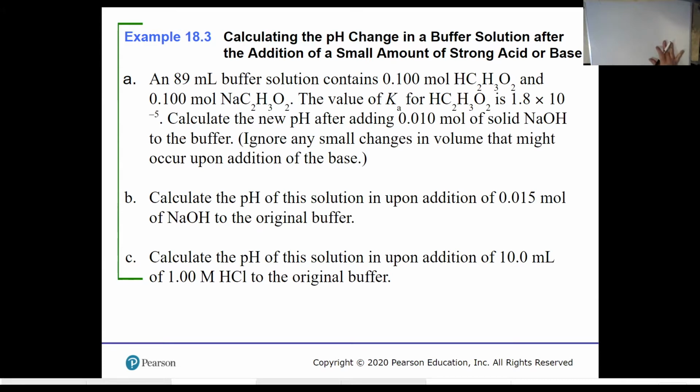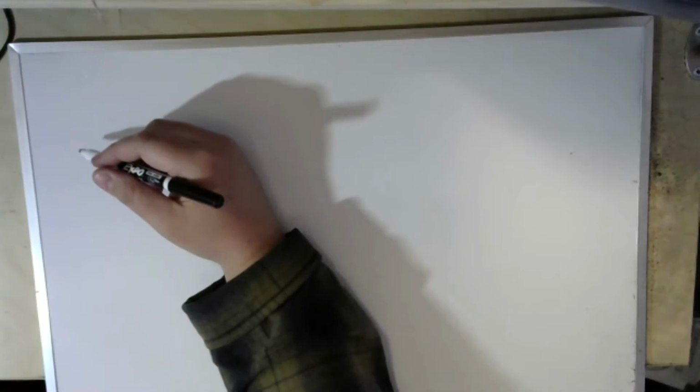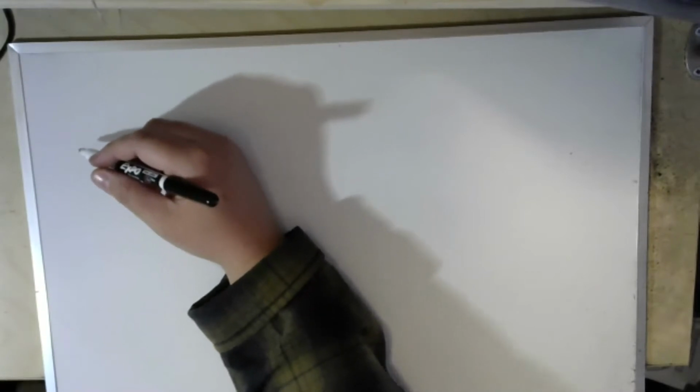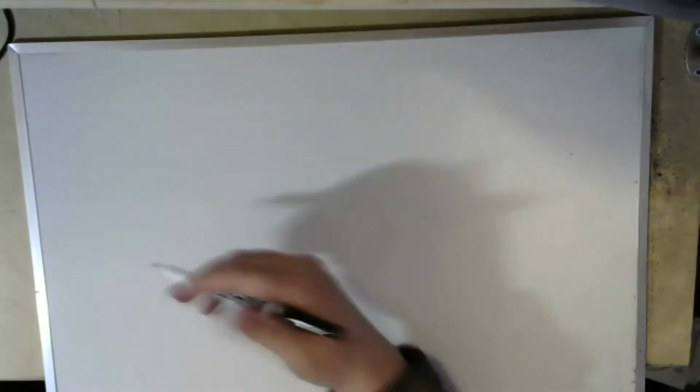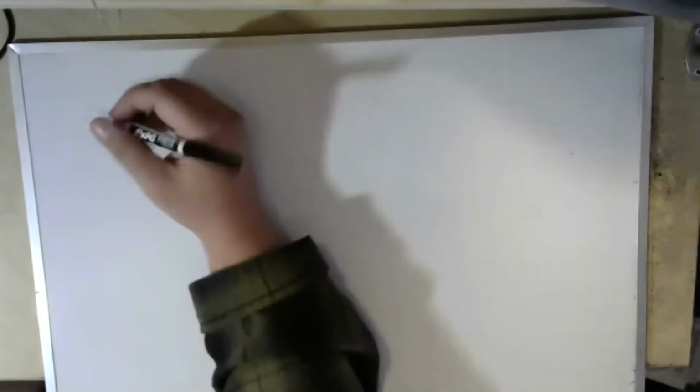Okay, so we're going to look at how a buffer changes when we're adding things to it. And this actually introduces a new table to us that we have to start working with. It's what I call the BA table. When you're working with these buffer solutions, you have to find a way to keep track of the acid or the base that you're adding to the solution that's going to change the pH of your buffer solution. And that's what the BA table does.